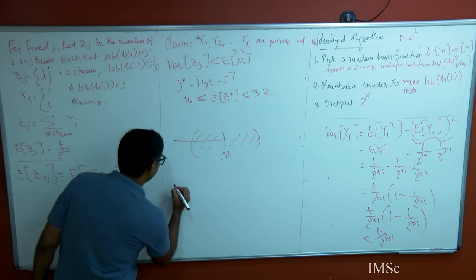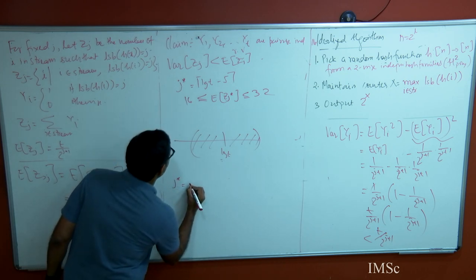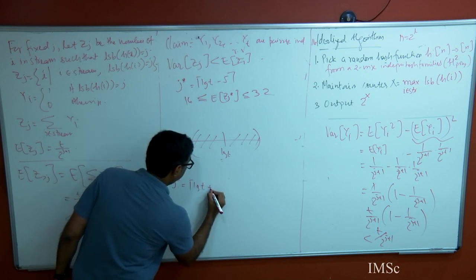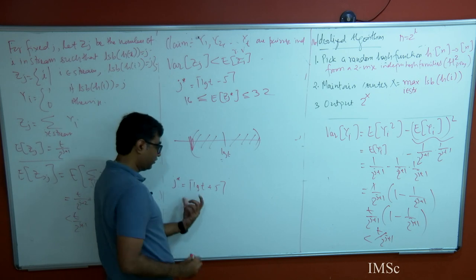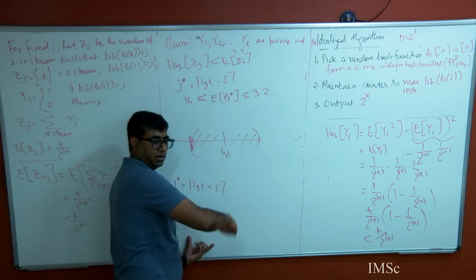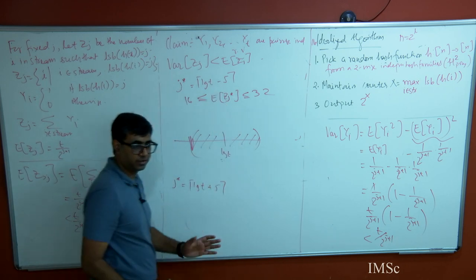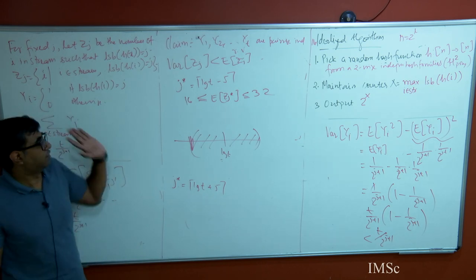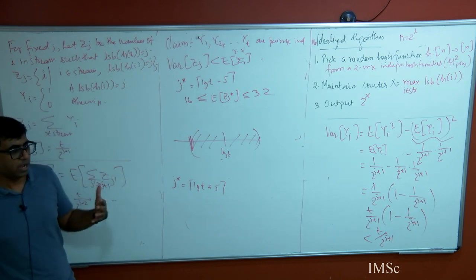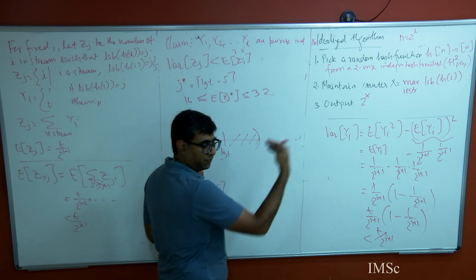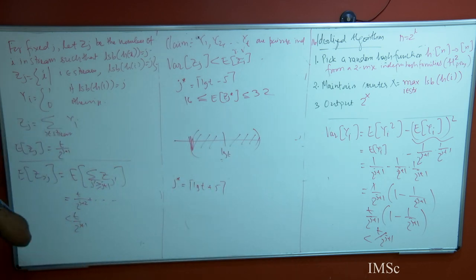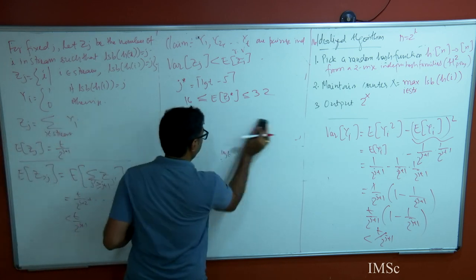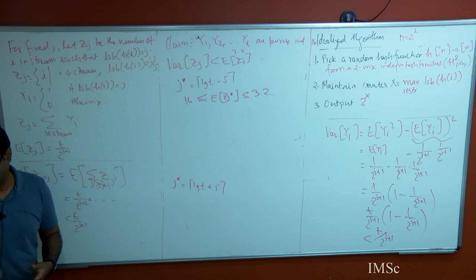I will also show to you when J star is going to be log T plus 5, suppose, like here. This also will happen with low probability. Then I will union bound these two probabilities to say, look, this is a low probability event. So with very high probability, whatever object we have returned lies within this range. Okay? So we will apply some Chebyshev here, and for this, we will apply some Markov.